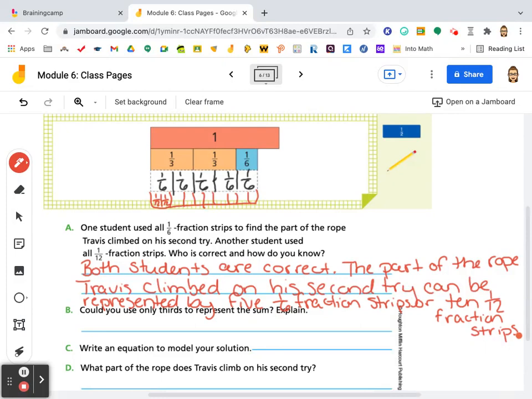So then we go to question B. Could you use only thirds to represent the sum? Explain. No, thirds are too large to represent one sixth.